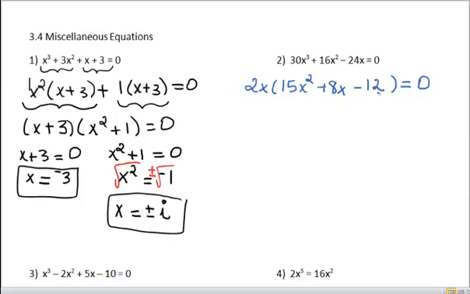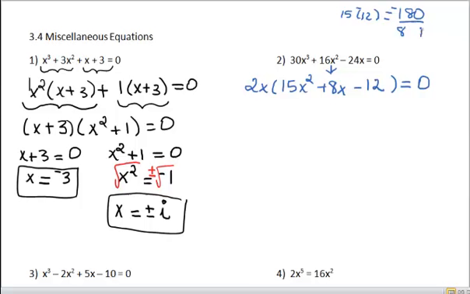Now we need to see if this inside here will factor. So we're going to use the AC method, and we'll multiply 15 times 12. 15 times 12 would give us 180. We need to find factors of 180. Actually, that's going to be a negative 180, that will add up to give us our middle term, which is a positive 8.